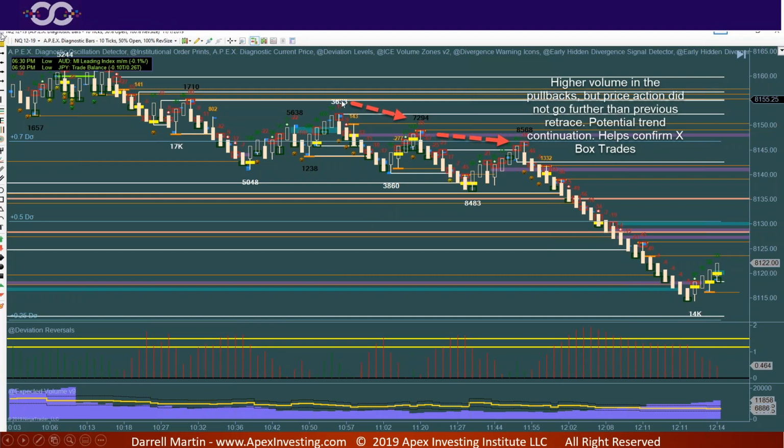Y'all get it? Just getting started versus running out of steam. One of them tells you it's going to keep going. One of them tells you it's going to go the other way.